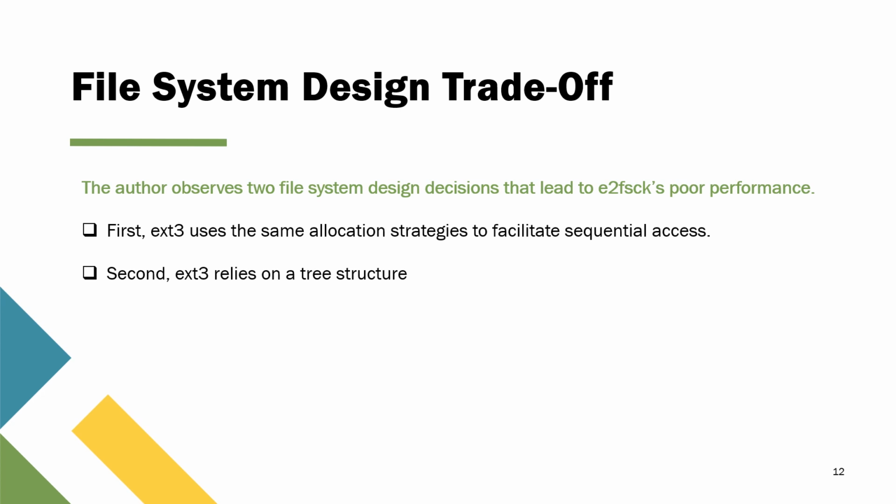The second one: the ext file system relies on a tree structure to locate all of the indirect blocks, imposing a strict ordering of access when checking a file. It prevents the checker from optimizing its access using disk locality. Now I'm going to the next slide.